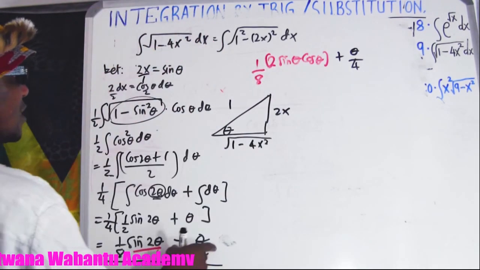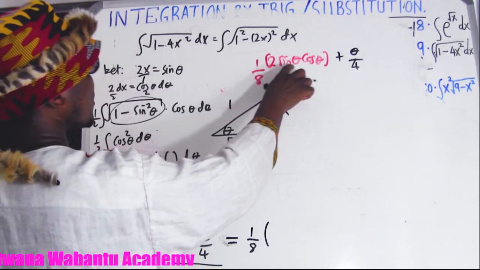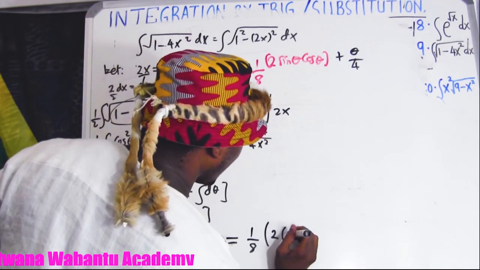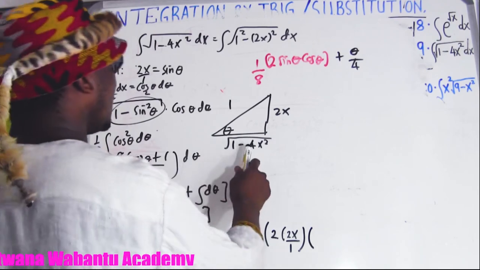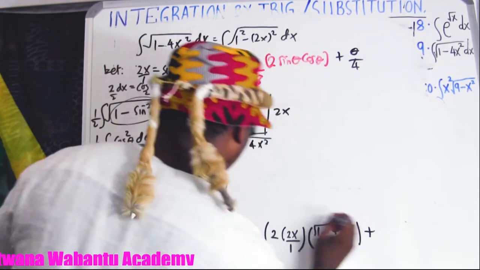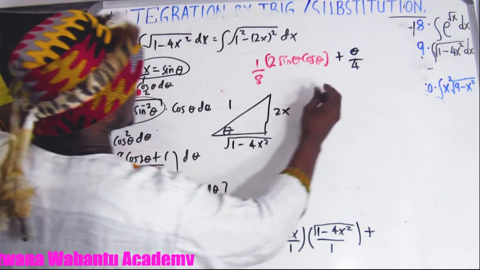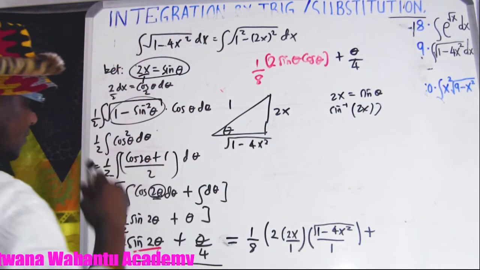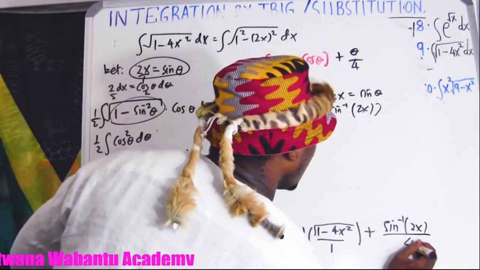So this one here equal to 1 over 8 sine 2 theta. What does sine 2 theta mean? 2 sine theta cos theta. What is the sine? Sine equal to opposite over hypotenuse, so opposite equal to 2x over hypotenuse equal to 1. Okay, times cos. What is the cos? Cos equal to adjacent over hypotenuse, so square root of 1 minus 4x squared over 1. Okay? Plus theta over 4. To get theta itself: 2x equals sine theta, so theta is sine inverse of 2x. So this theta equal to sine inverse of 2x, but over 4. And then you can plus your constant.